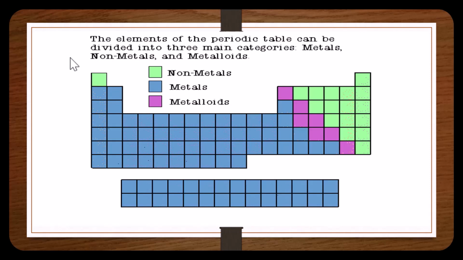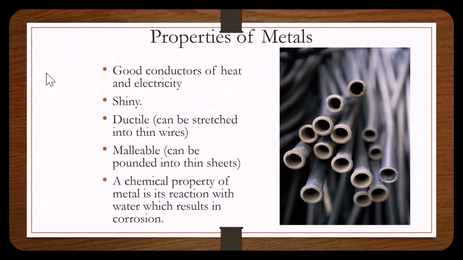The elements of a periodic table can be divided into three main categories: metals, nonmetals, and metalloids. Properties of metals: good conductors of heat and electricity. They're shiny. They are ductile, meaning they can be stretched into a thin wire. They're malleable, meaning they can be pounded into thin sheets. A chemical property of metal is its reaction with water, which results in corrosion.